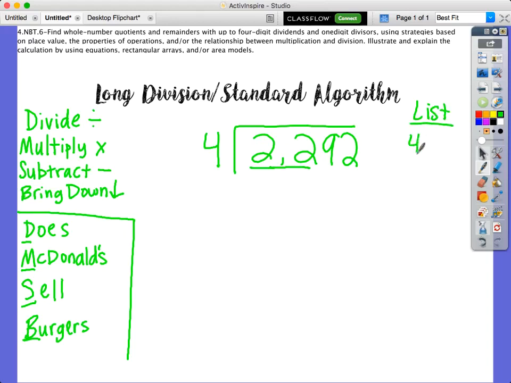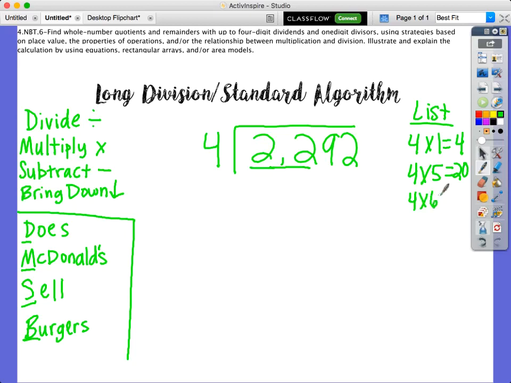We start with something like 4 times 1. How many groups of 4 can we get out of 22 is what we're trying to find. 4 times 1 is 4, and we can see that that is not quite large enough. So we try something familiar like 4 times 5. That gives us a product of 20. And that will work for us. But we encourage the students to keep going to make sure we cannot get closer than 20 to 22.